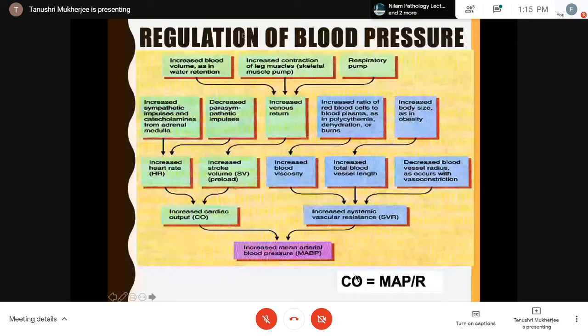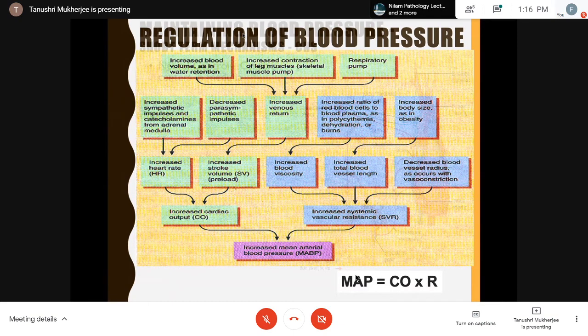And what all contributes to increased cardiac output? The increased heart rate, increased stroke volume. And increased blood viscosity, increased total vessel length, decreased blood vessel radius with vasoconstriction, they all increase systemic vascular resistance. And as I told earlier, the respiratory pump and the increased contraction of leg muscles, increased blood volume, they all increase the venous return. So these all are interconnected, and this flow chart very nicely explains in the exam. If you are asked the regulation and pathogenesis of hypertension and blood pressure, this is very nice.